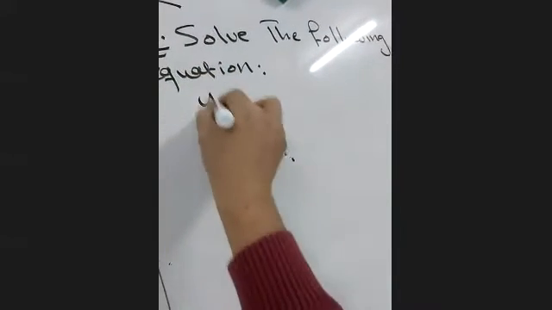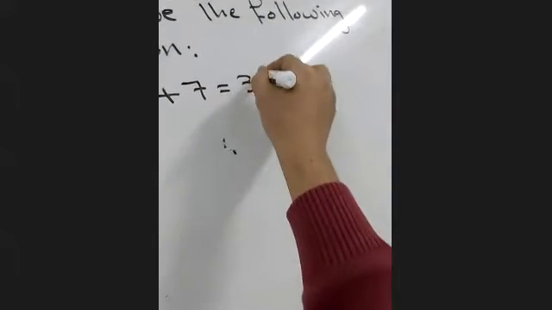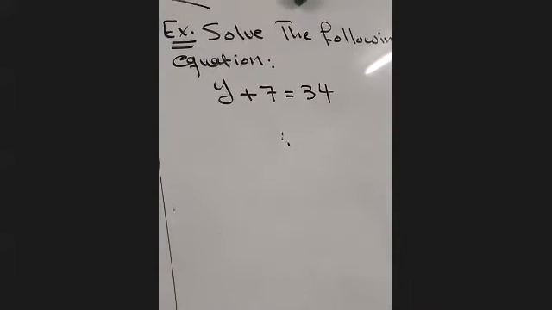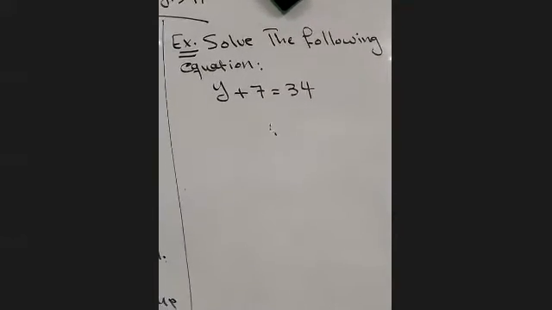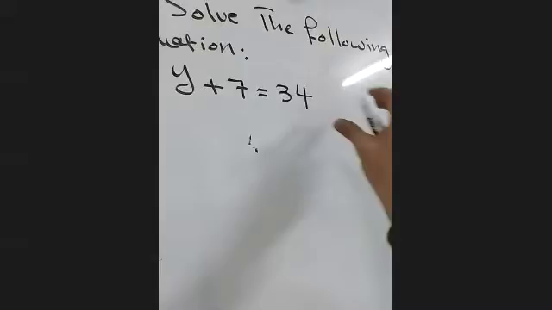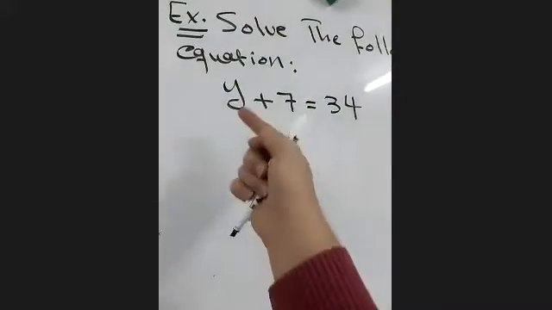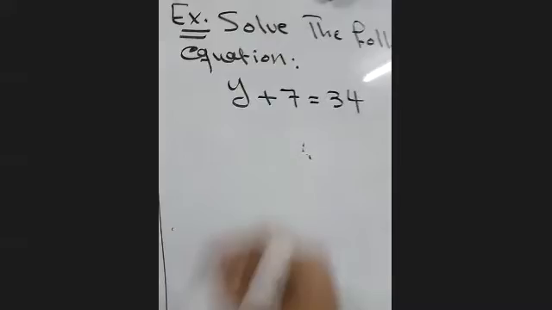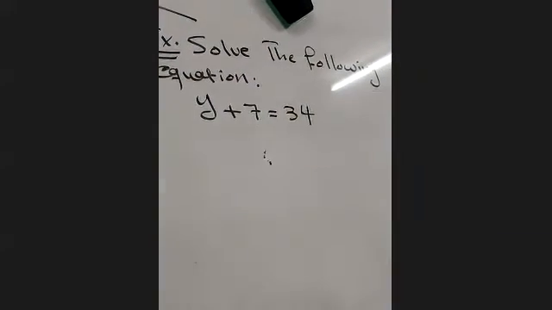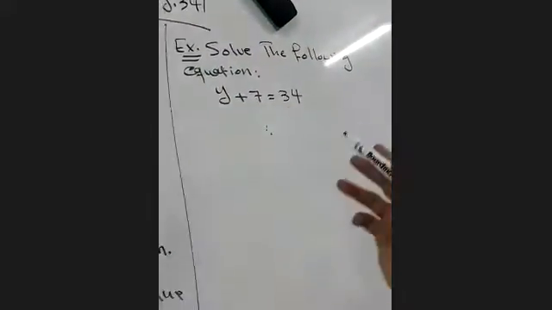For example, y plus 7 equals 34. In the previous lesson, I gave you values here and you checked which one of them is a solution. Today, no. You will find the value of y. You will find the solution. You won't check the solution like the previous lesson. Now, how do we solve the following equation?